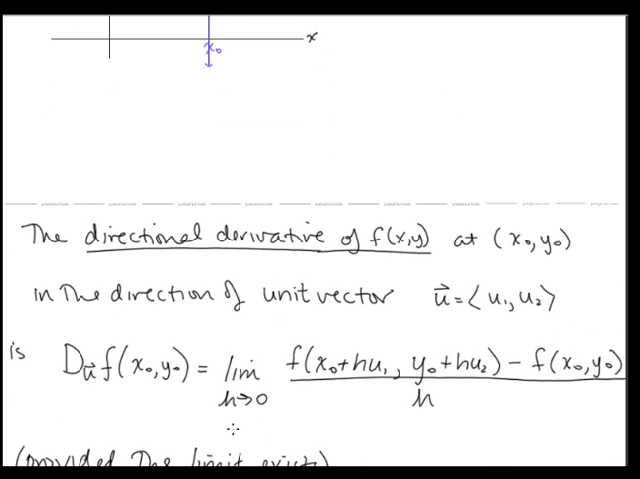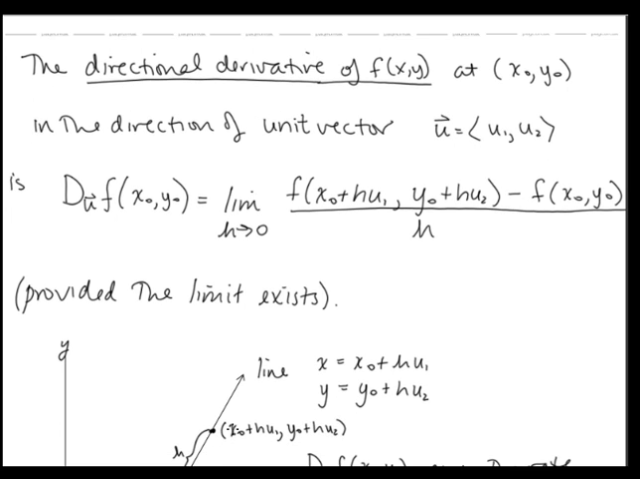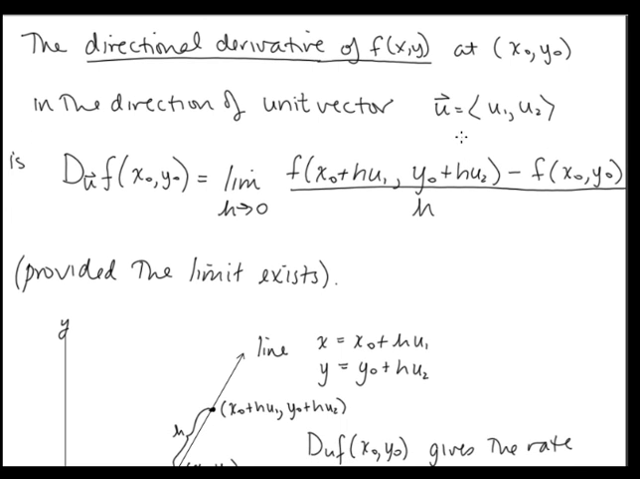Now let's take a look at the directional derivative of f at x naught, y naught in the direction of unit vector u. The definition looks like this. The directional derivative in the direction u of f at x naught, y naught is equal to the limit as h goes to 0. Notice here we have the h in with the x and the y terms. We have f of x naught plus hu1, where u1 is the x component, and y naught plus hu2, where u2 is the y component, minus f of x naught, y naught, over h.